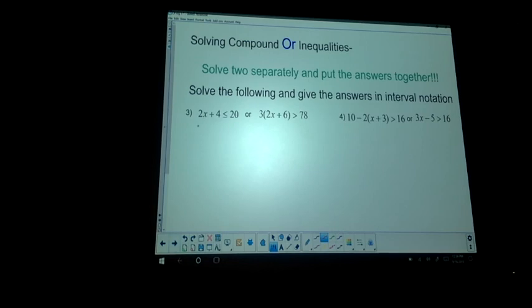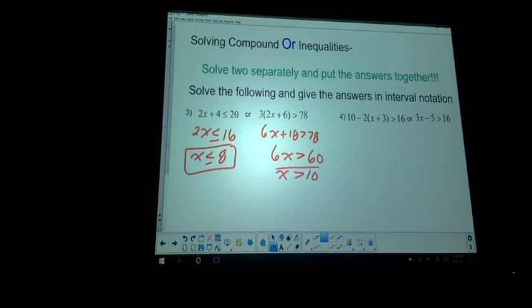All right? So first problem, I get 2x, subtract 4 from both sides. So that's 16. So I get divide each side by 2. Here's my first answer. Second answer, I'm going to distribute, so I get 6x plus 18 is greater than 78. Subtract 18 from both sides? Yes? Yes. Yeah. Then divide each side by 6, so x is greater than 10. So here's my two answers.